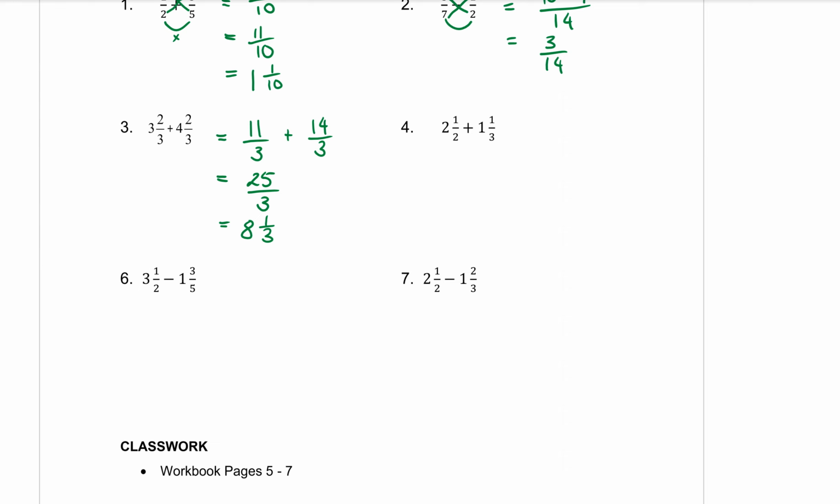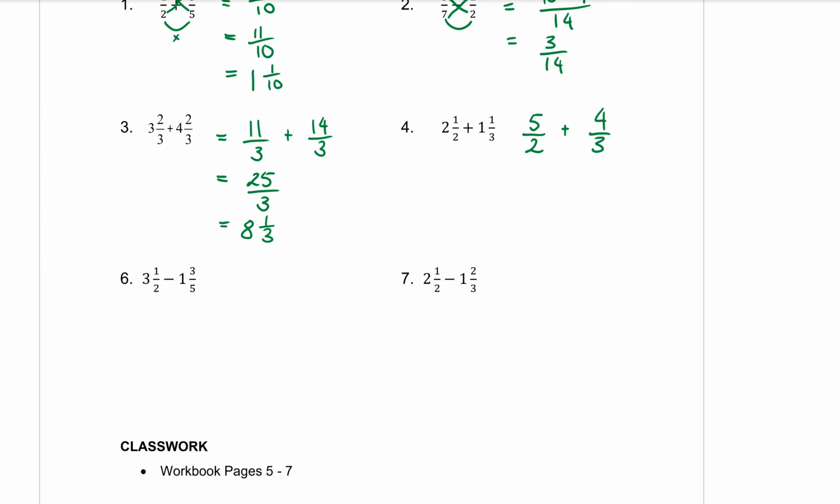Okay, question 4. Let's do it again. First of all, change them into improper fractions. For the first one, the 2 on the bottom stays on the bottom. 2 times 2 is 4, plus the 1 on top makes 5 for the top number. Then I have a plus sign. Let's do the second one. There's a 3 on the bottom, so leave it there. 3 times 1 is 3, plus an extra 1 makes 4.